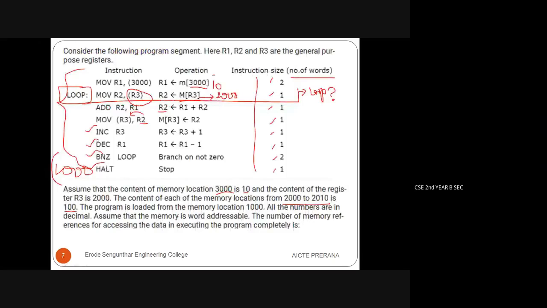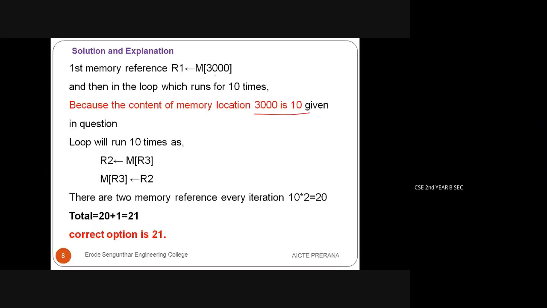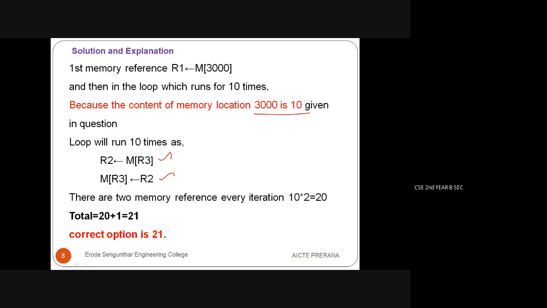So here I have also written that. 10 is given in the question itself. So the loop will go for 10 times. The memory location of R3 is moved to R2, and the content of R2 is moved to the memory location of R3. This will run 10 times as it is in the loop.